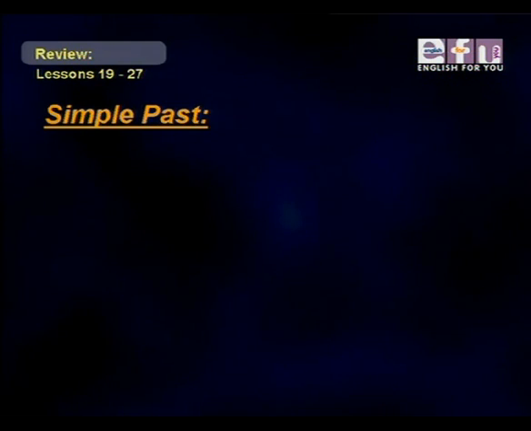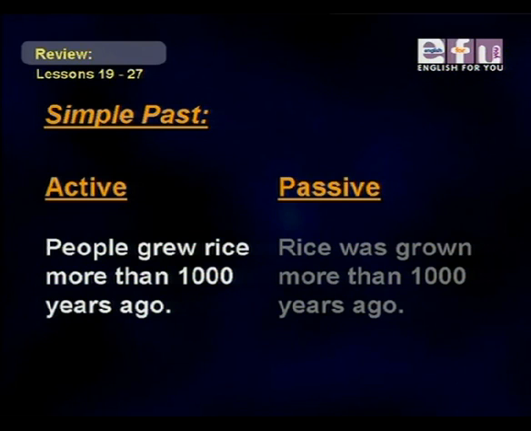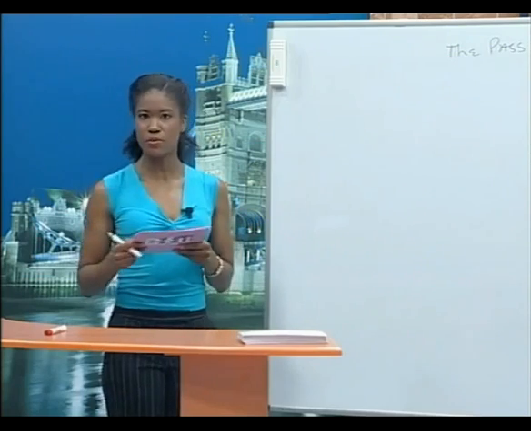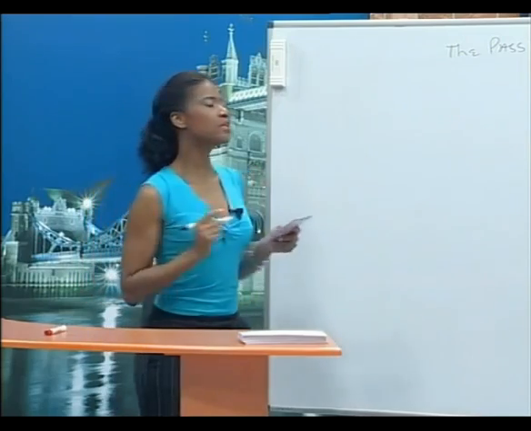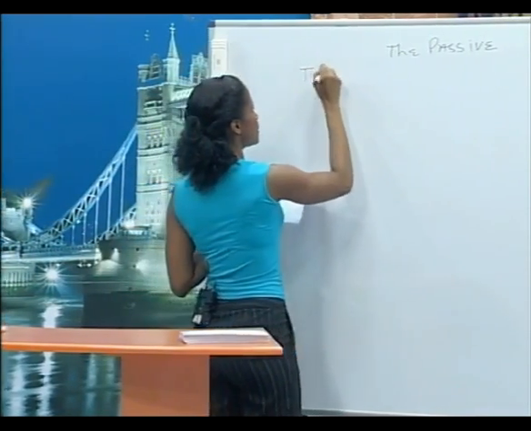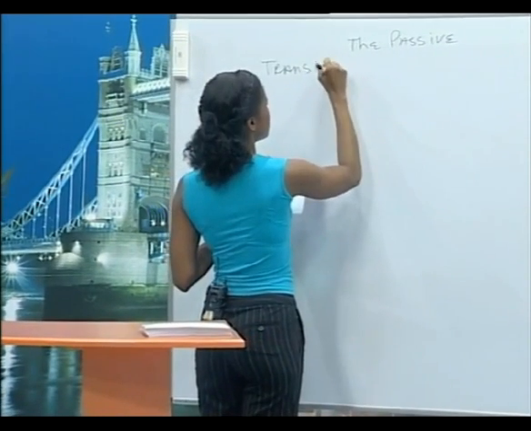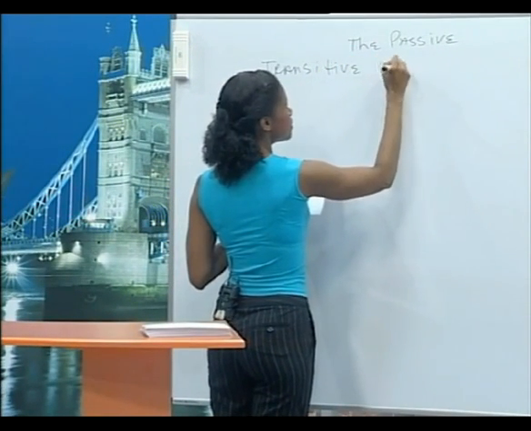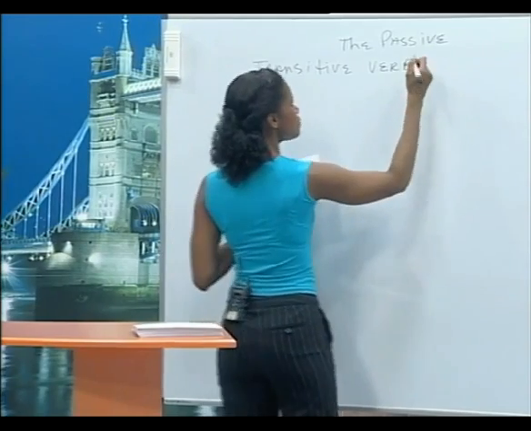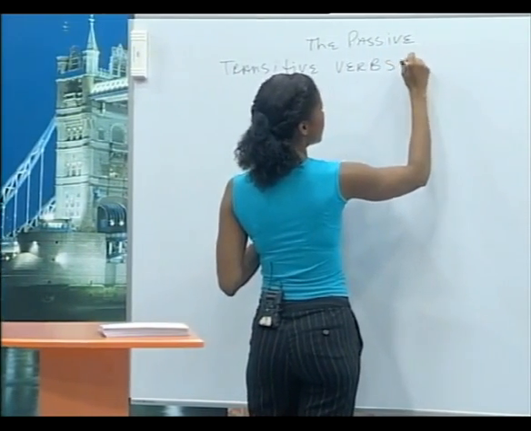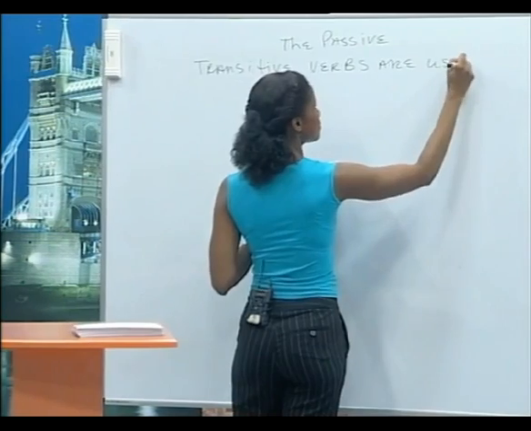Okay, next example, simple past active. People grew rice more than 1,000 years ago. Passive sentence, rice was grown more than 1,000 years ago. Now, a transitive verb is a verb that is followed by an object, and only transitive verbs can be used in the passive. So, if a sentence does not have a transitive verb or an object, it cannot be used in a passive sentence.